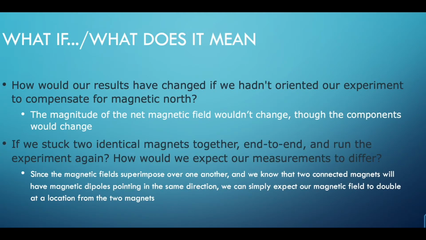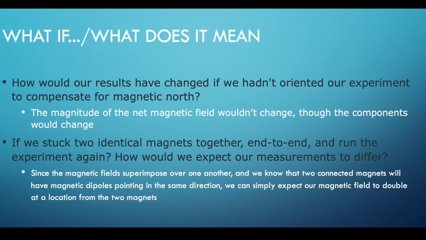Now, if we ask how would our results have changed if we hadn't oriented our experiment to compensate for magnetic north, really all that would happen is that the components would change. So the x, y, z, those would all be different values, but overall the magnitude of the magnetic field is not going to change. What happens if we stick two identical magnets together end to end and run the experiment again? How would we expect our measurements to differ? Since we know that magnetic fields superimpose, and we also know that the two connected magnets will have dipoles pointing in the same direction, we can simply know that our magnetic field is going to just double from what one magnet would measure at a given location.